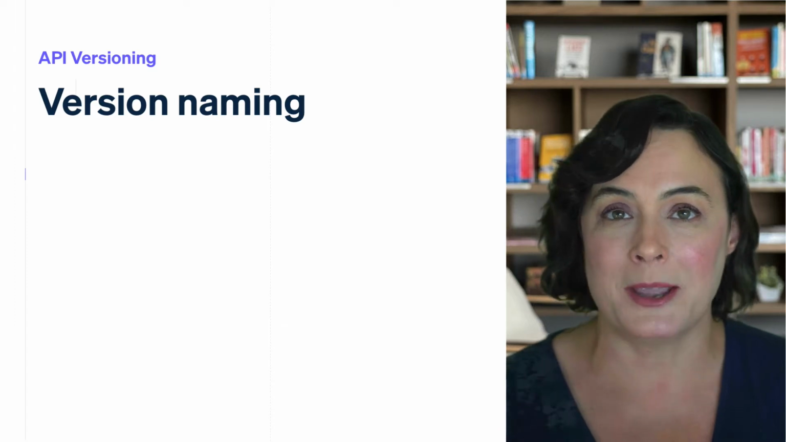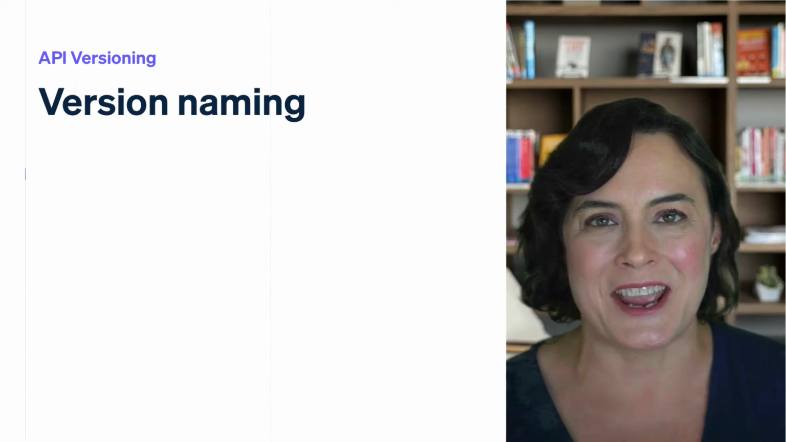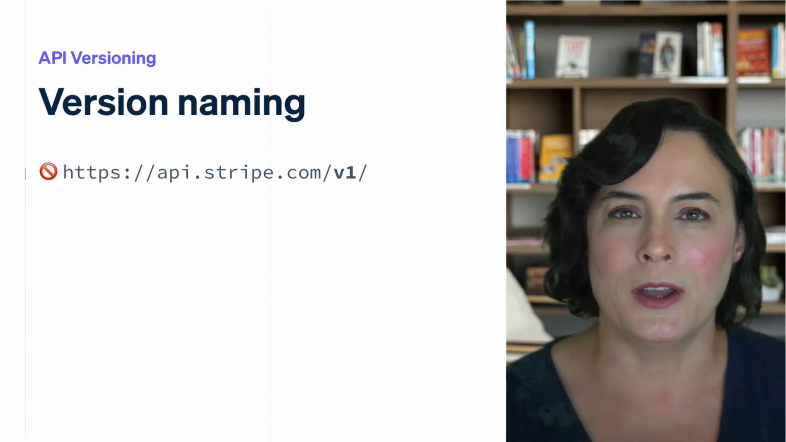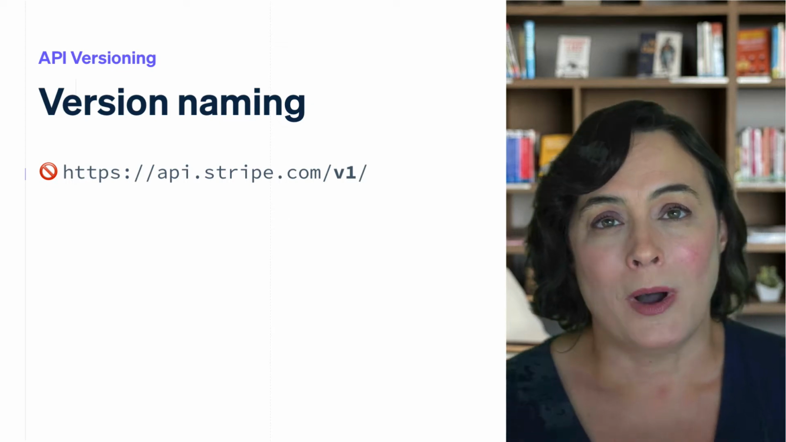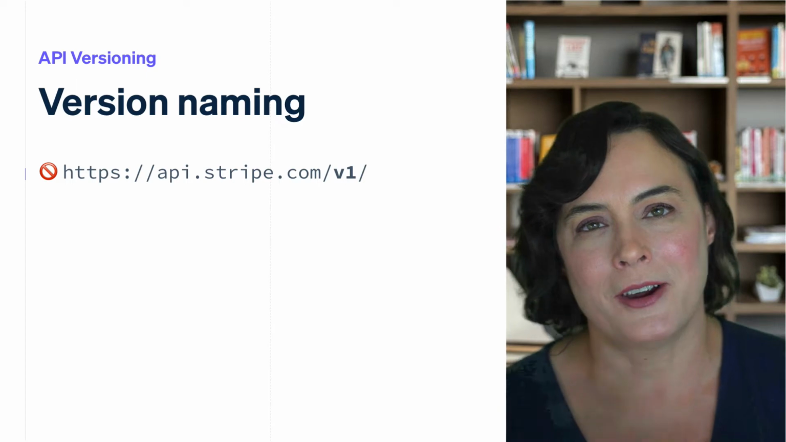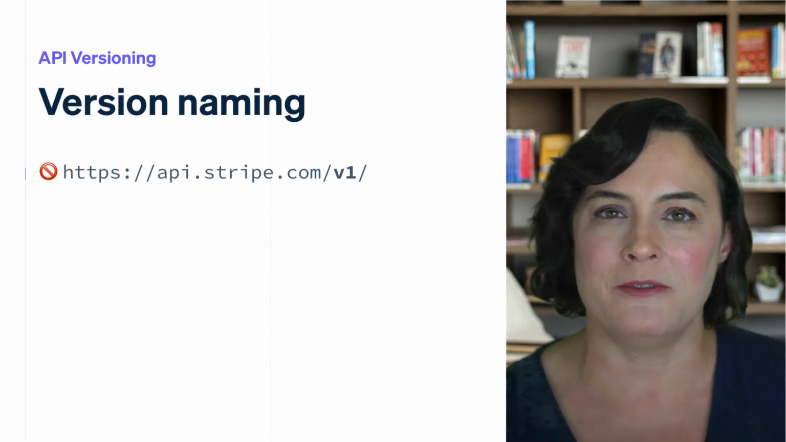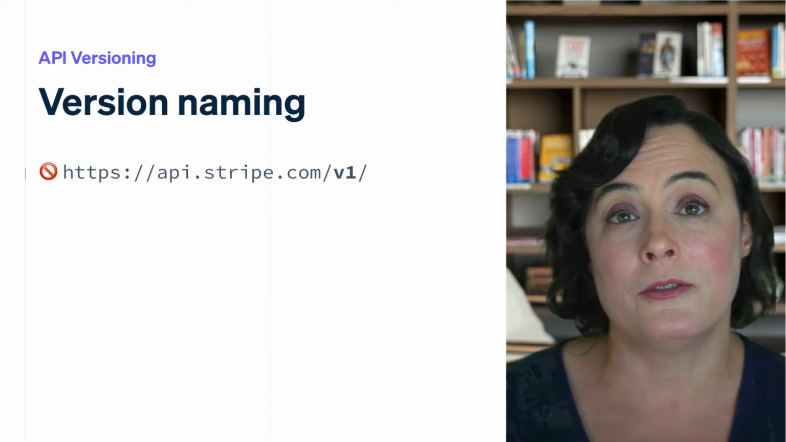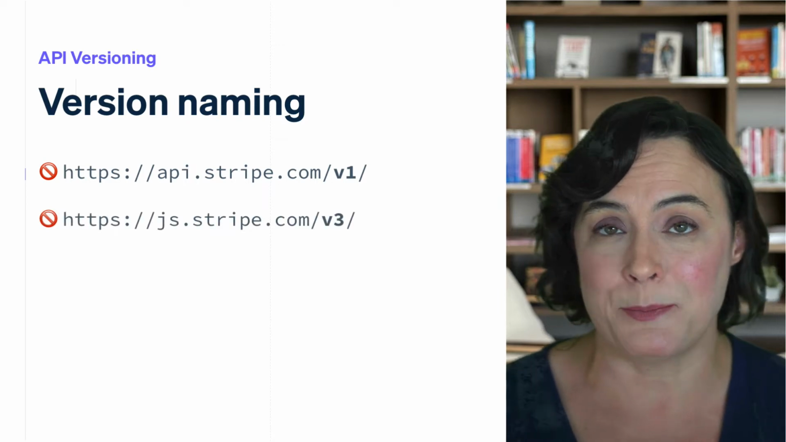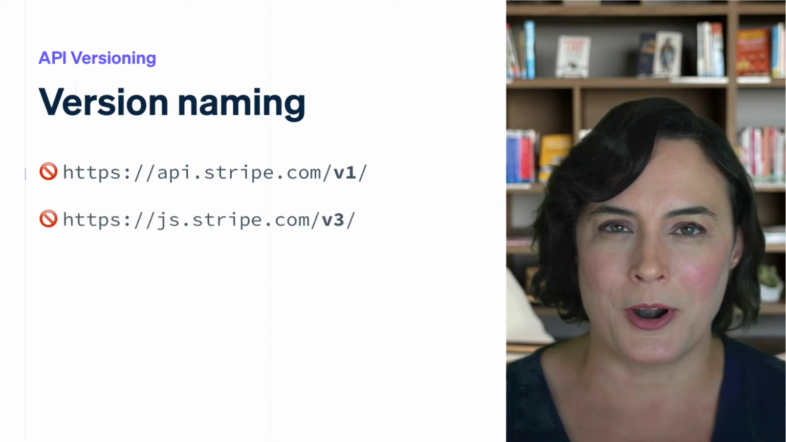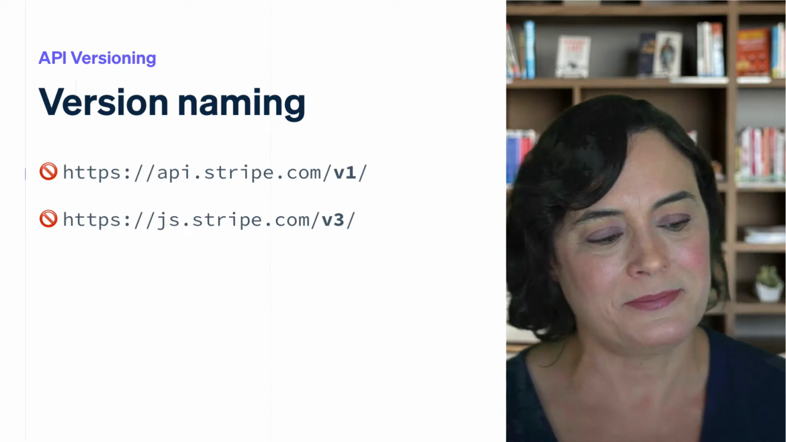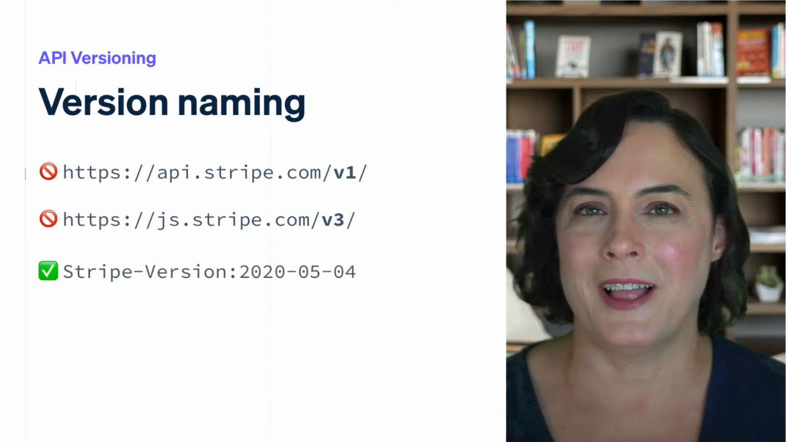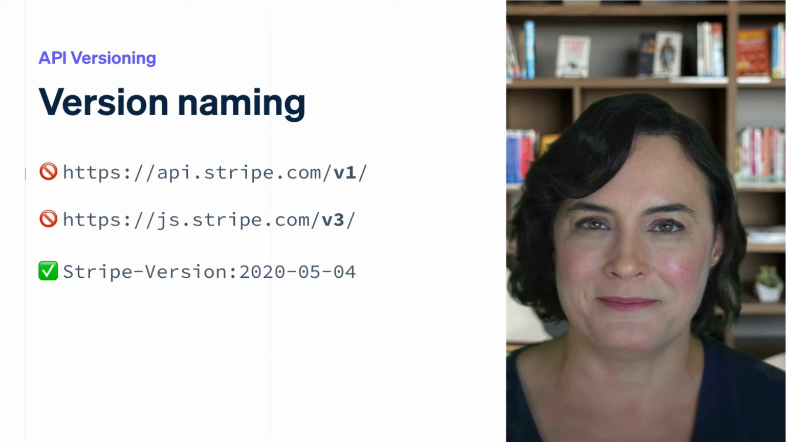Here are some of the types of versions we're not going to discuss today. The V1 you may see in the endpoint path. While this may change in the future, all of our endpoints currently have the same V1 reference. The version referenced in the Stripe.js path. At the time of this recording, Stripe.js was on its third version. Lastly, all of our client libraries have their own versioning.